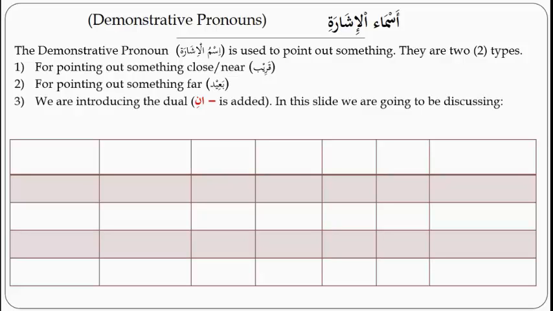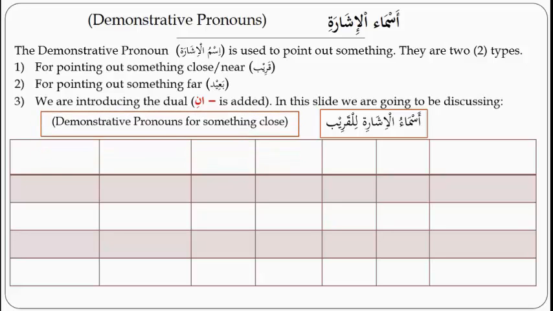In this slide, we are going to be discussing Asma'ul Isharati lil Qareeb. So we have Asma'ul Ishara, demonstrative pronouns, as we see at the top. Qareeb means near, li means for, right? As we did in our prepositions, right? Li means for, lil Qareeb means for what is near, right? So demonstrative pronouns for something that is near.